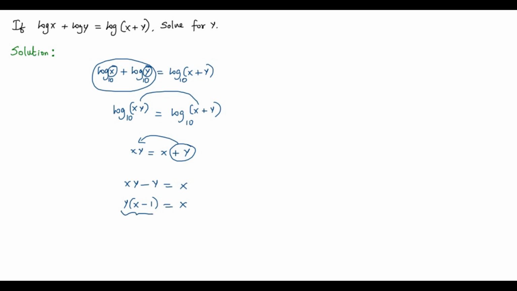So y and x minus 1 are multiplied. So we need y. So what I need to do is I have to move this x minus 1 to the right side of the equation. If x minus 1 is moved to the right side of the equation, it will become division. Then we get y is equal to x divided by x minus 1.